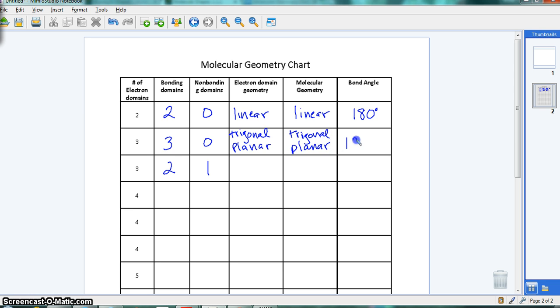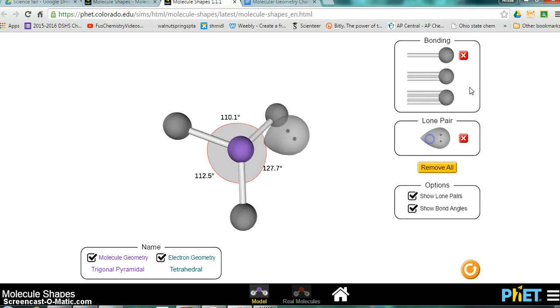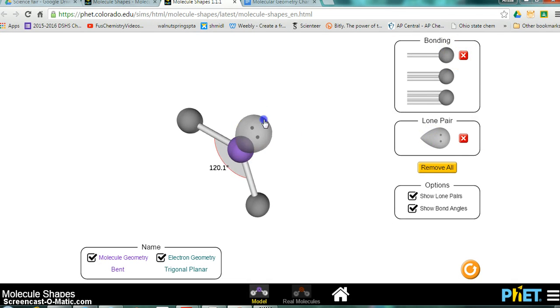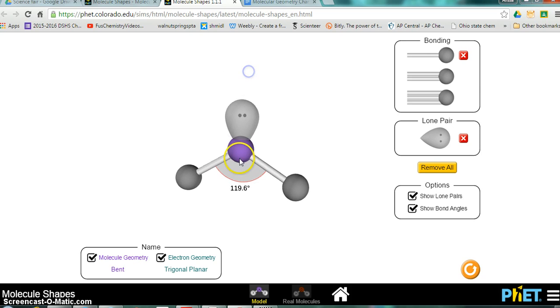With the bond angles of 120 degrees. Okay? Now, if we change one of the bonds to a lone pair, let's see what that looks like. So we're going to take away a bond and make it a lone pair. Okay, so here's our molecule.